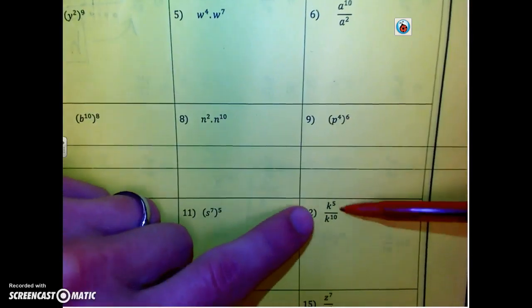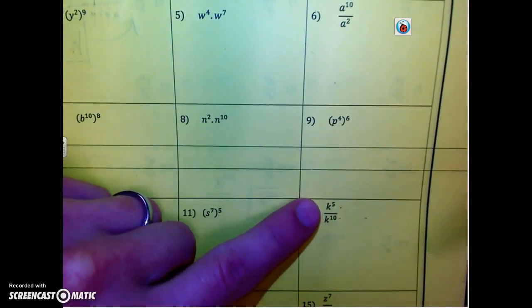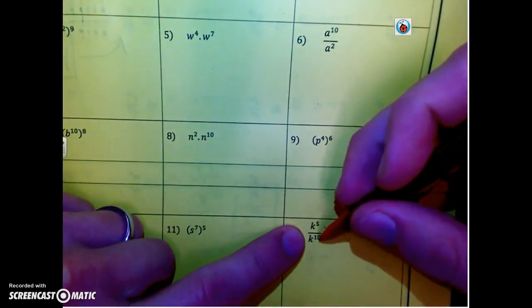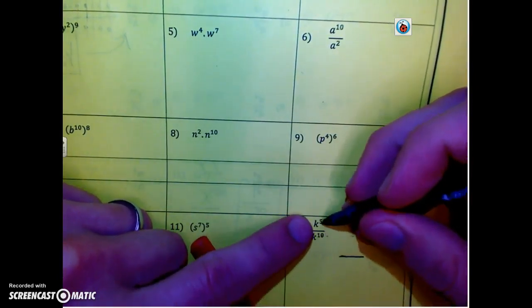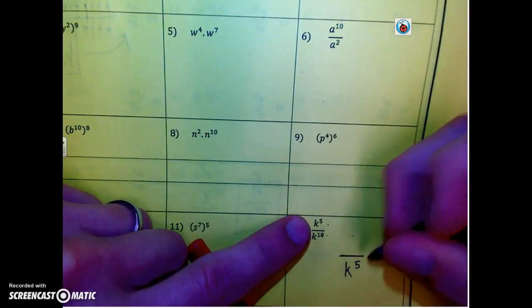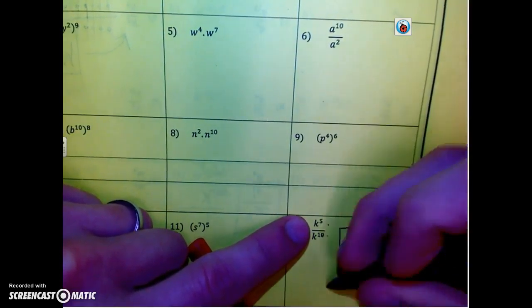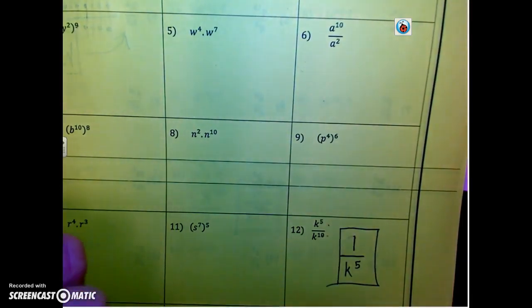Alright, one I'll look at is this. It's the quotient rule. We'll do large minus small, but notice where our final answer is going to end up. It's going to end up in the denominator here, because if I have 10 down low, take away 5 from up top, still got 5, but they're going to be on the bottom of our fraction.